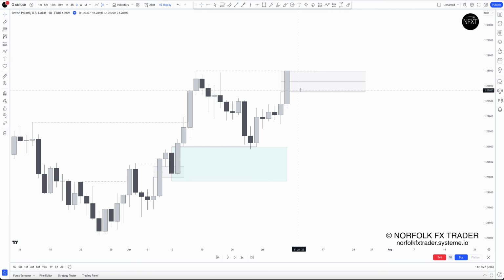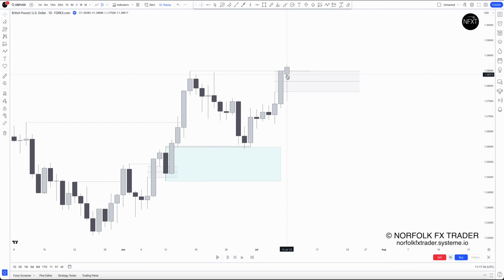Now, when we get to this point, we want to see a pullback into this gap continuation. That's what we're looking for. Okay, there you have it. That's how you can identify these gaps before they even happen. Now we've actually fully closed through, potentially look for that continuation higher.